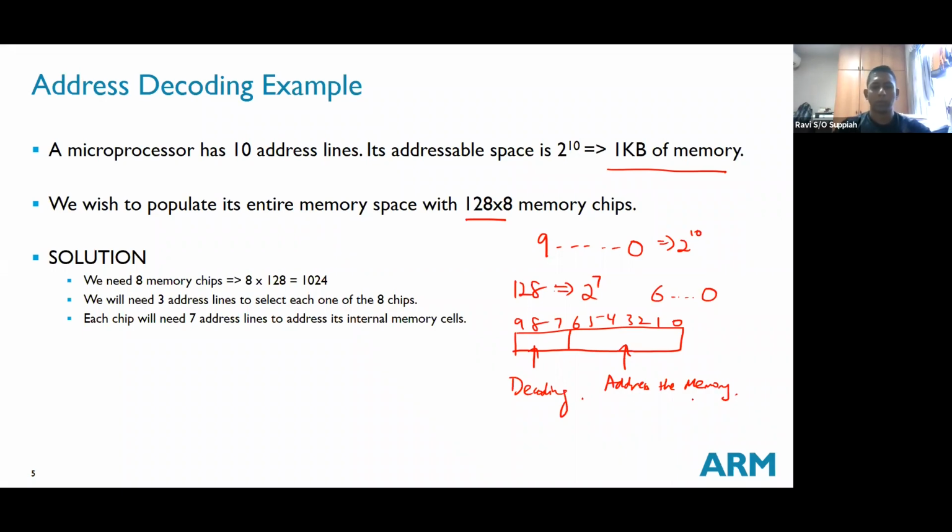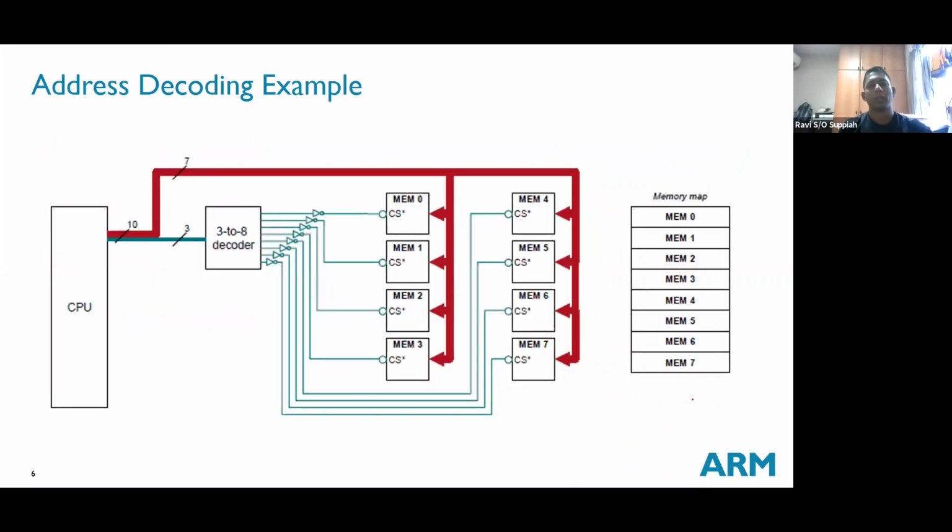If you look at the next slide, what am I doing here? In my processor, I have a 10-bit address bus that comes out, and out of the 10 bits, the lower 7 bits automatically get mapped to the address bus of all the memory. So all of this is the address bus of each memory chip.